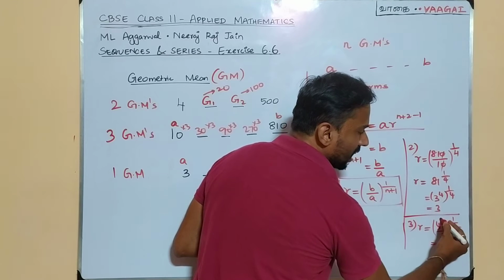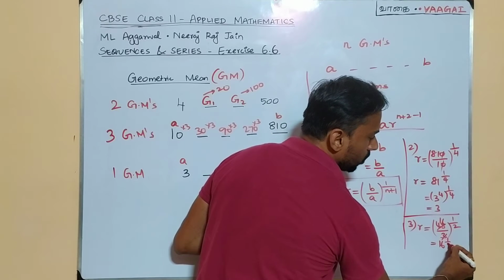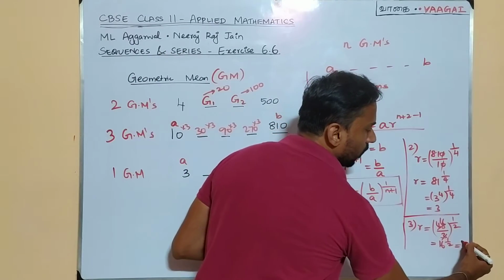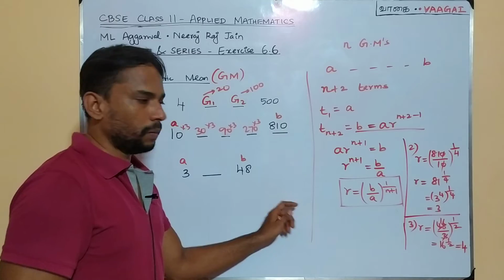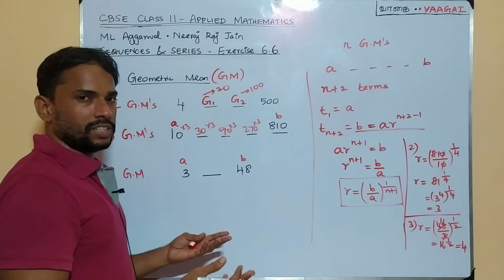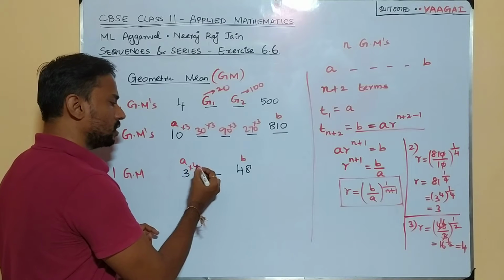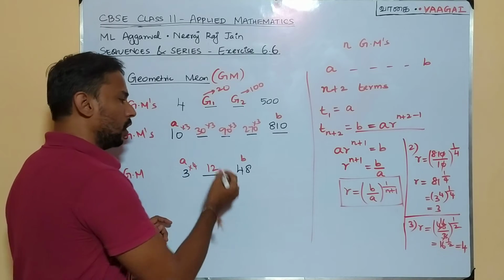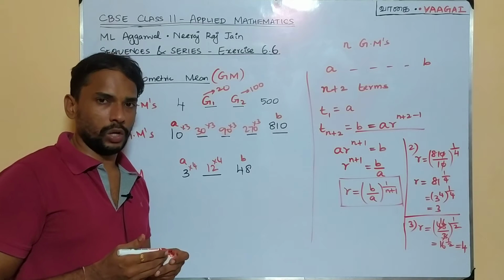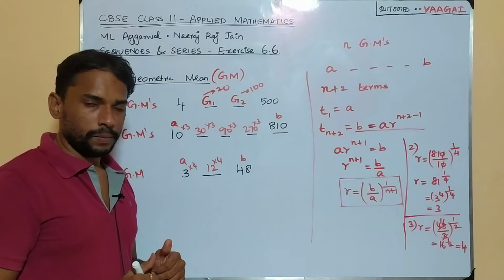48 by 3 will be exactly 16. So 16 power half will be simply root 16. Root 16 we know the value is 4. That means the common ratio for this GP is going to be 4. Simple. So 3 4s are 12, and you can even check it. 12 4s will be 48. So I hope now it is clear to you, right? Is the point clear?